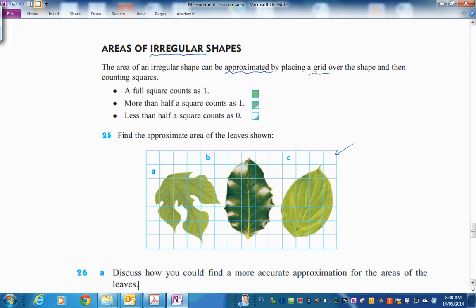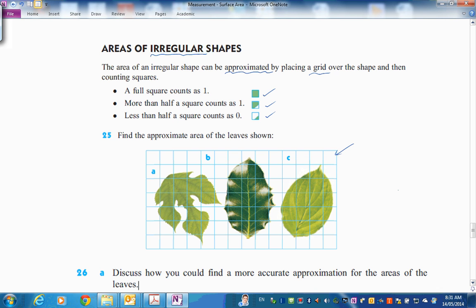And then we have some rules. If it covers a full square, you count as 1. More than half a square, you count as 1. Less than half a square, you count as 0. So it is only an approximate method. Okay, find the approximate area of the leaves shown by doing that counting method. Okay, if it's less than half a square, you ignore it. More than half a square, and you hope they'll balance out and get a rough number of squares covered.